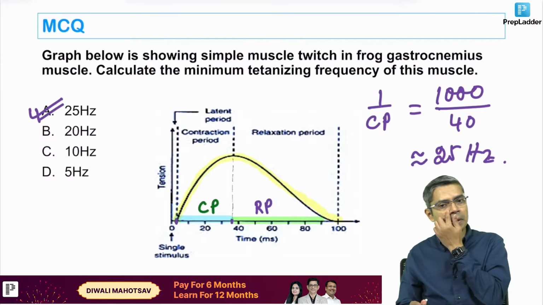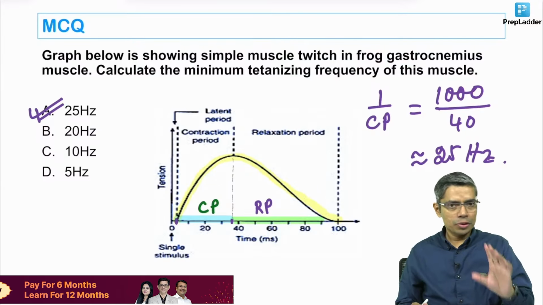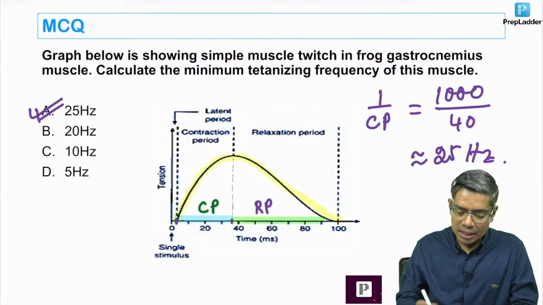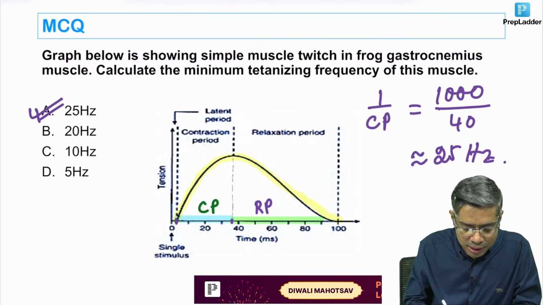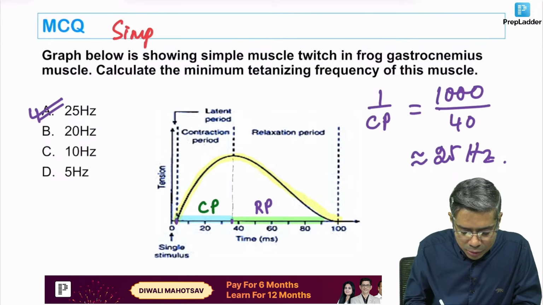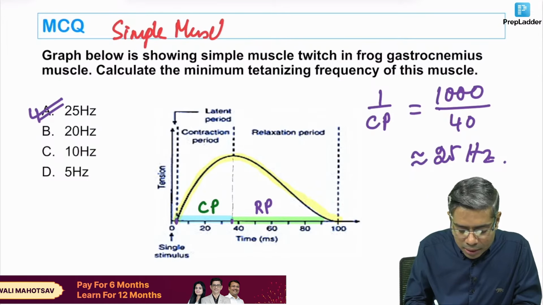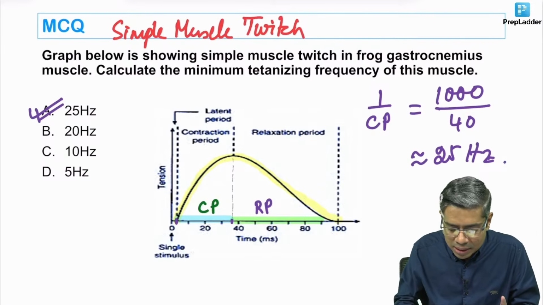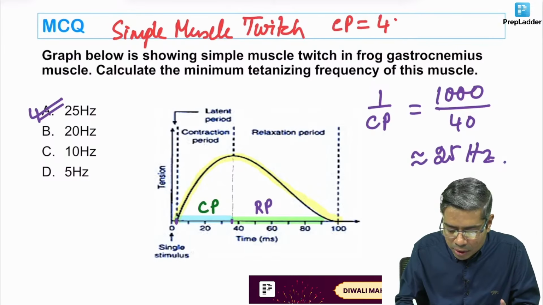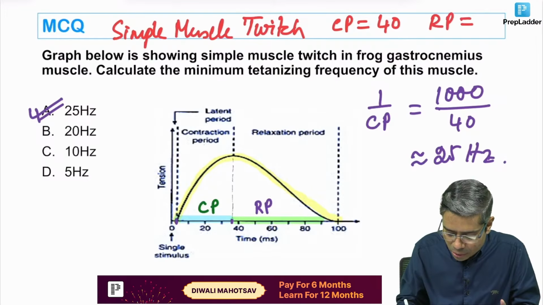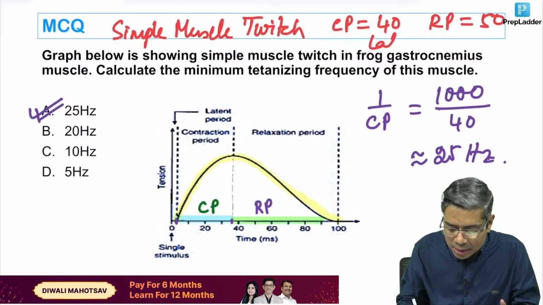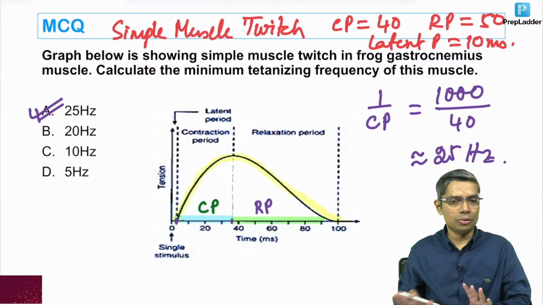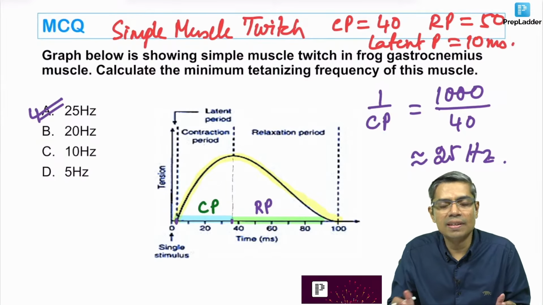Got it everybody? So you will get a question where an image can be given or without an image also. Generally if the question is given without an image, they will say that in the simple muscle twitch diagram, one skeletal muscle has a contraction period of 40 millisecond, relaxation period has a duration of 50 millisecond, latent period has a duration of 10 millisecond. Don't get confused. You don't require latent period for tetanizing frequency calculation.